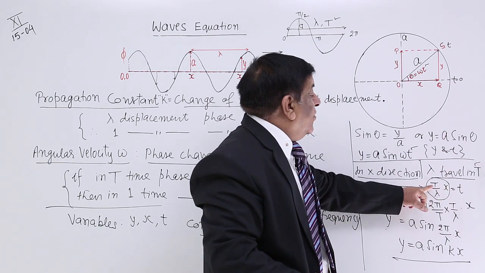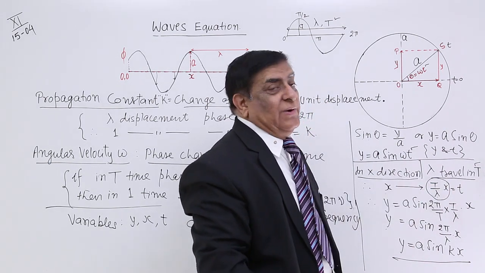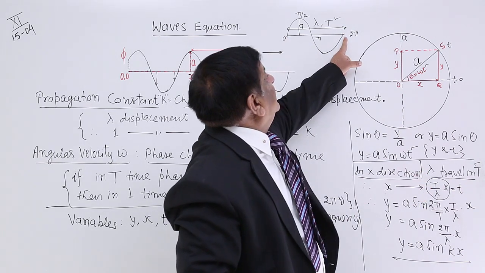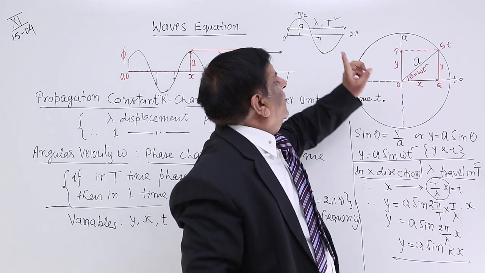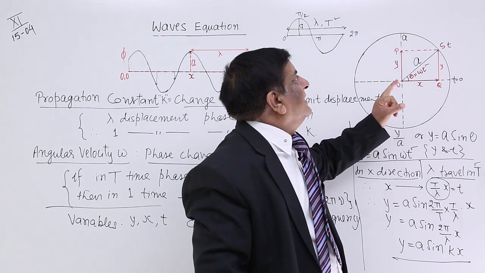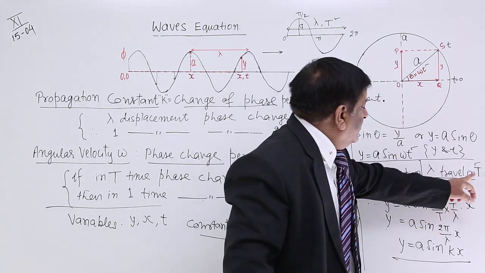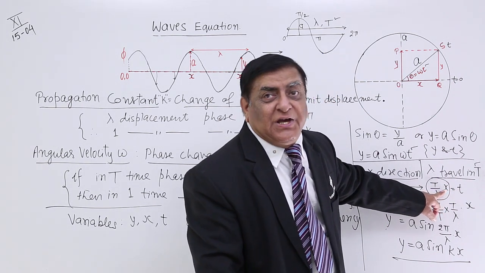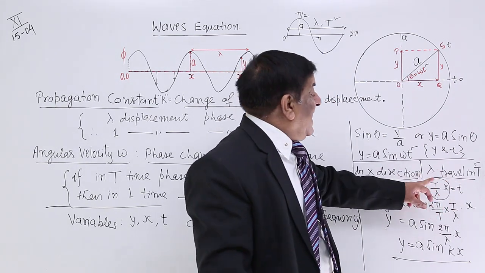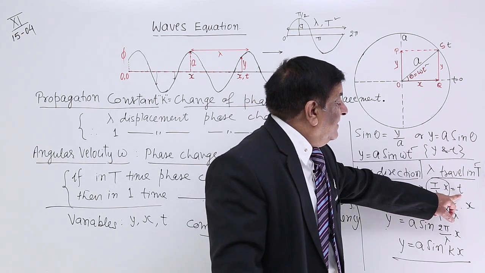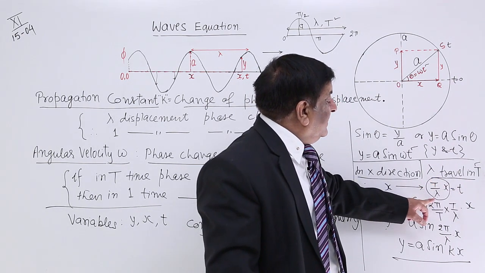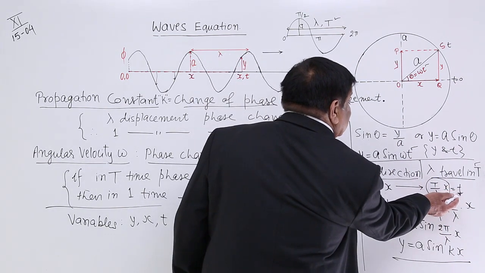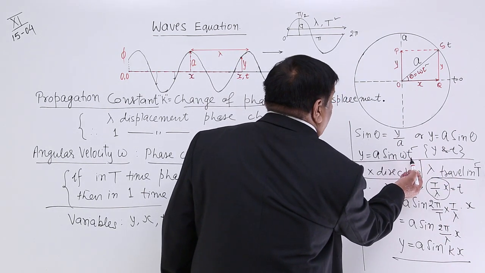So this t has value how much? T upon lambda into x. Once again, lambda travel is done in time t, therefore x is the position in time t upon lambda multiplied by x, and when x keeps on changing, time keeps on changing. So this t upon lambda into x is equal to t. Now you place this t here. So what do we get?